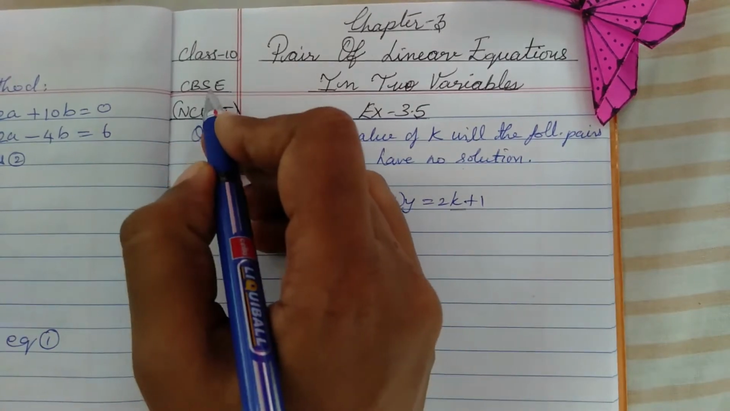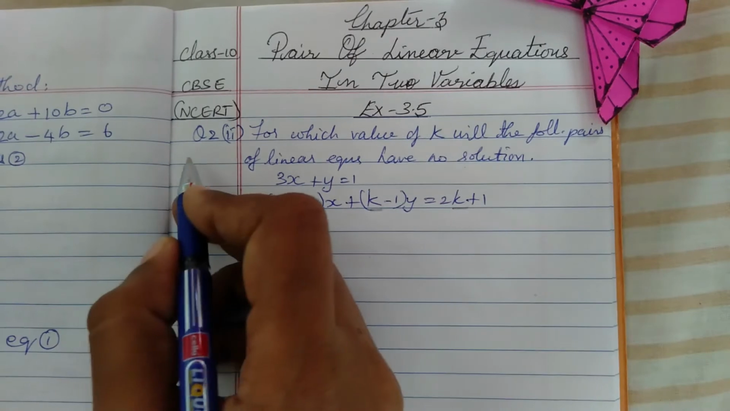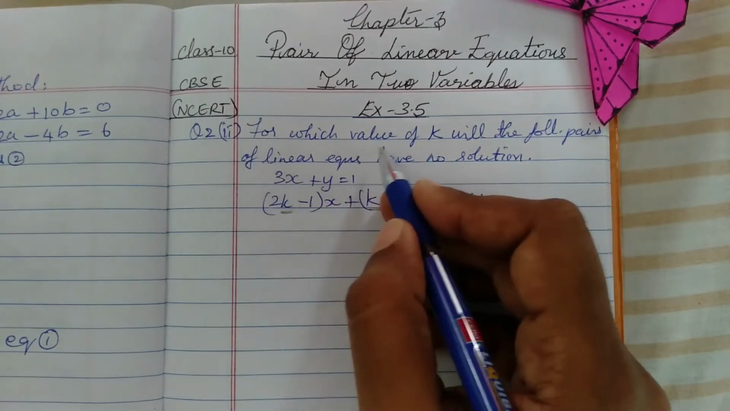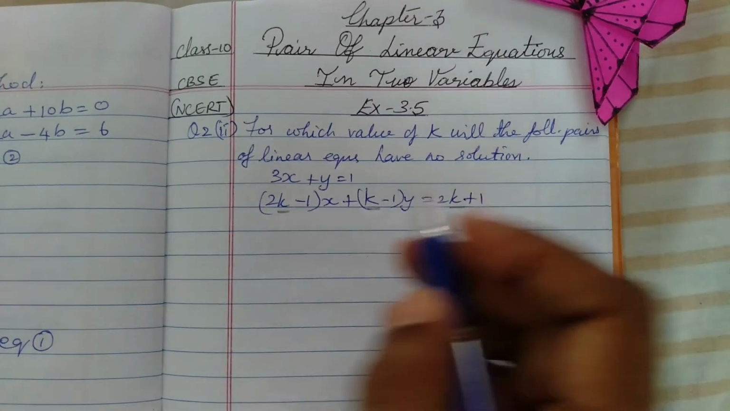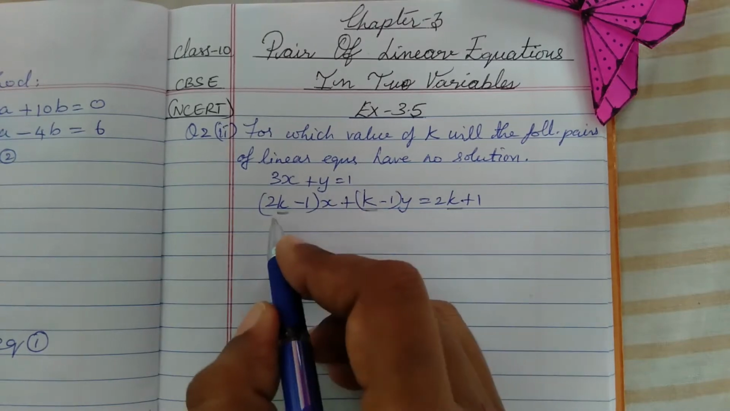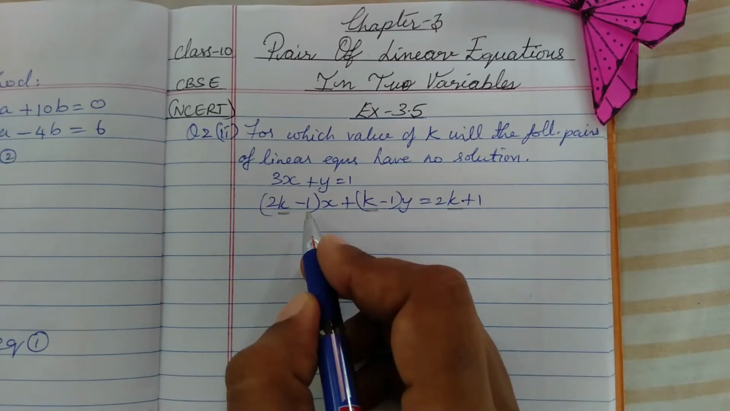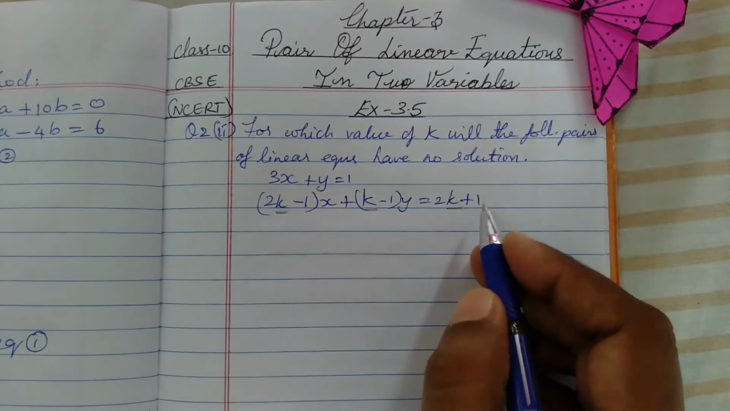Chapter number 3, pair of linear equations in two variables of class 10 CBSE NCERT syllabus. We are in exercise number 3.5, question number 2, second part. For which value of k will the following pair of linear equations have no solution? The equations are 3x plus y is equal to 1, and the second one is (2k minus 1)x plus (k minus 1)y is equal to 2k plus 1.